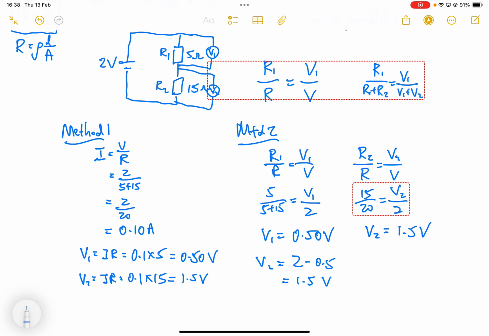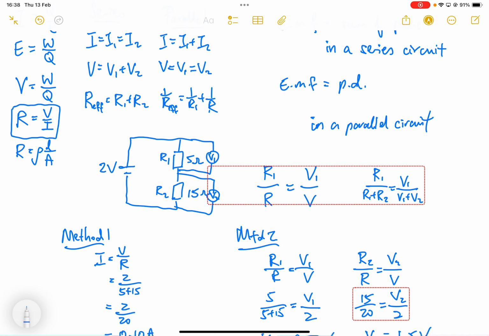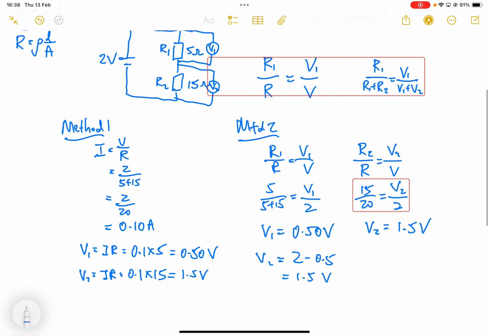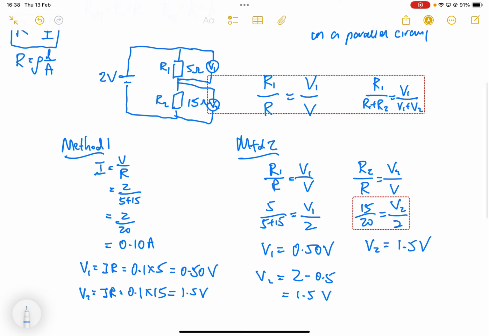So if you look at the ratio, just to point out to you, the ratio of the resistance is 5:15, or in other words, reduced to lowest terms, 1:3. You notice that 0.5 and 1.5 is also 1:3. So the ratio is the same. This is useful because if they don't give you enough information to find the current using method 1, you can still use method 2.